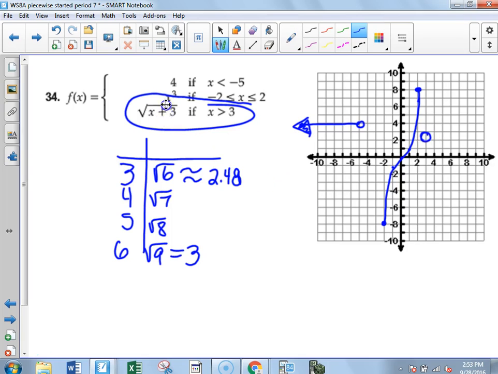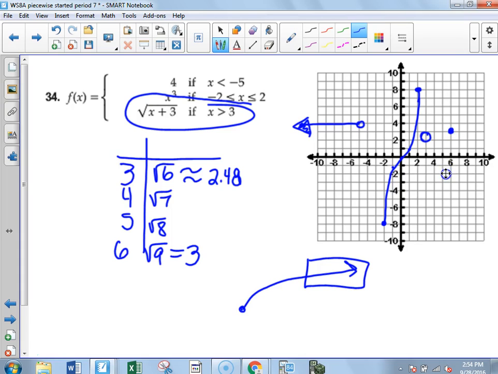What shape is a square root graph? It looks like this, right? But if we're only looking at this little chunk, it's pretty hard to tell that it's curving. By 6, it's all the way up to 3.